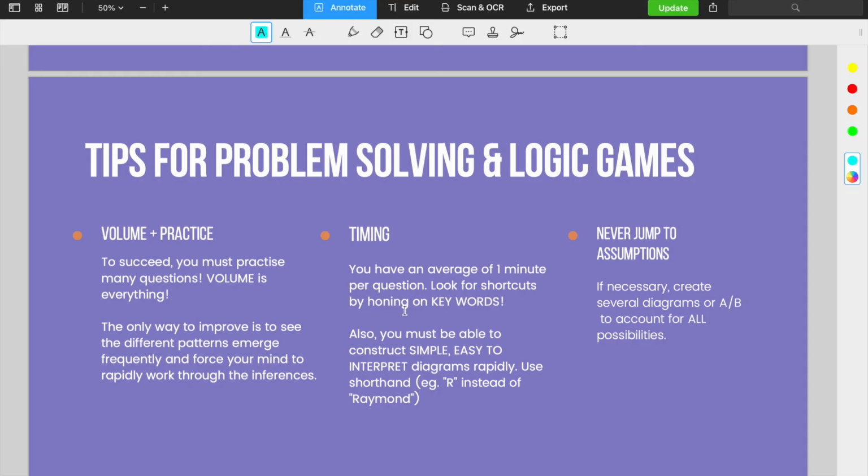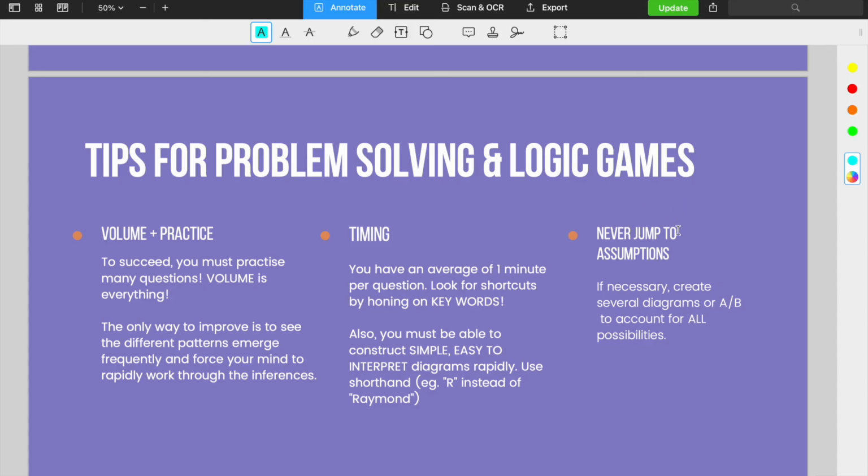So make sure you focus on specific techniques, construct simple, easy to interpret diagrams, right? Use shorthand, for example, R instead of Raymond. Just practice drawing diagrams that make sense to you. And do them fast, right? Just make sure you understand you have very limited time. If you're taking your time and dawdling around, you're going to run out of time. You might end up missing 5, 10, 15 questions, and that's not good, okay? So make sure you work fast.